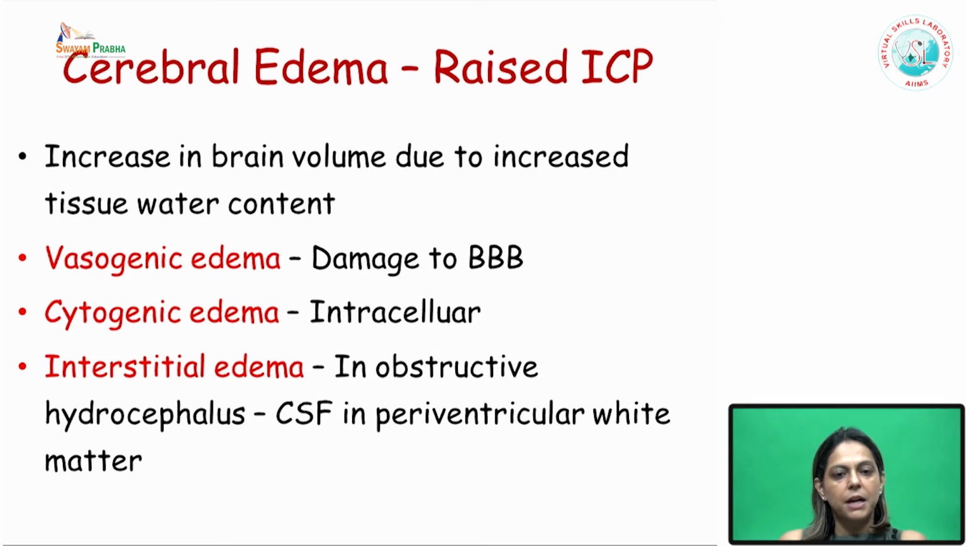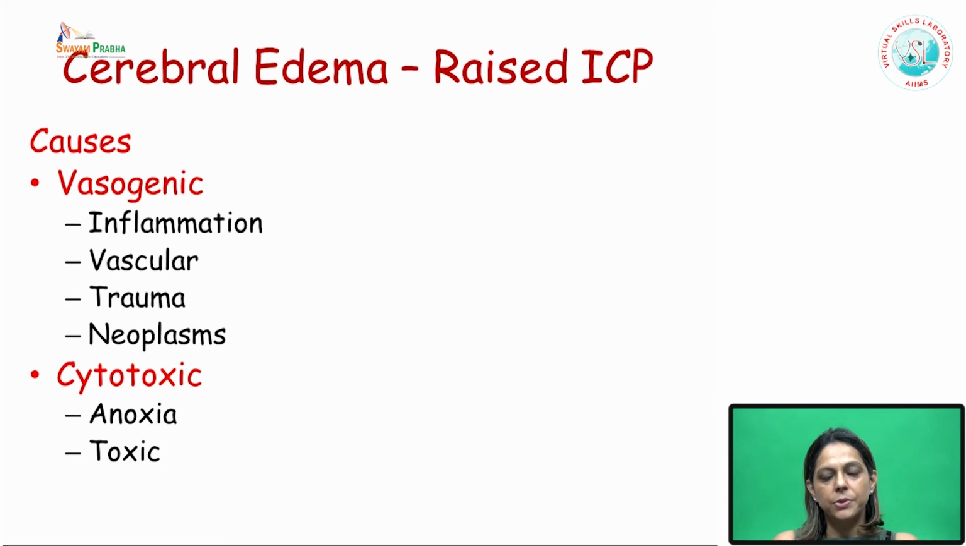Now, vasogenic edema can be due to inflammation. It could be vascular, trauma or neoplasm. In vasogenic edema, what you see is normally vessels either become abnormal in shape, size or they abnormally proliferate. Mostly, vasogenic edema is a component of neoplasia, due to abnormal proliferation of blood vessels. It can be a component of trauma, vascular diseases or inflammation of the vessel. So basically the vessels become leaky and the fluid starts going out of the vessels.